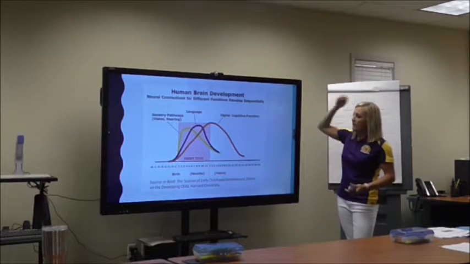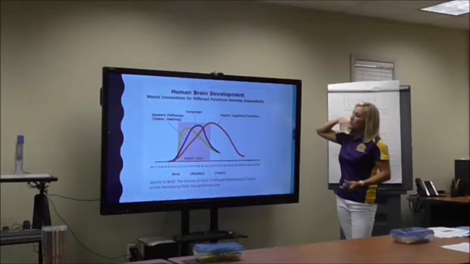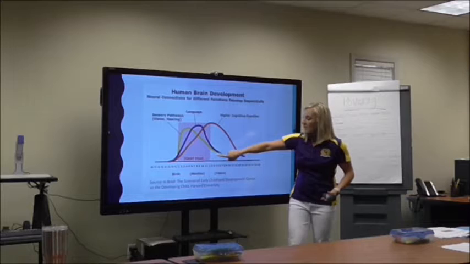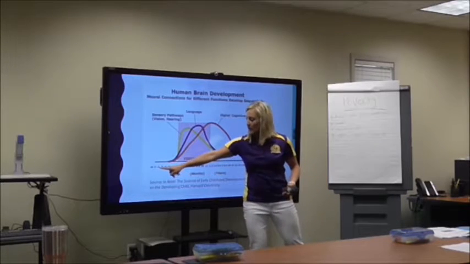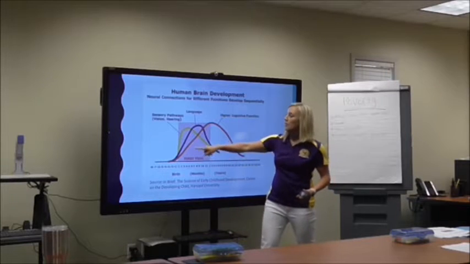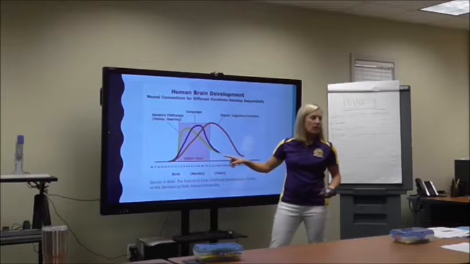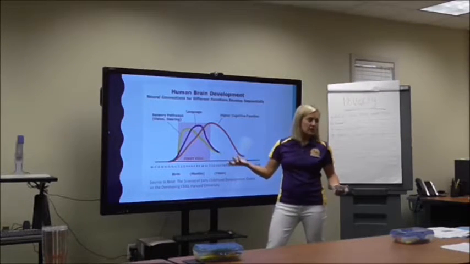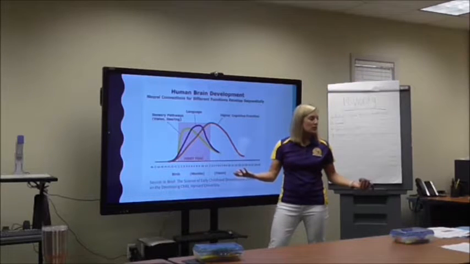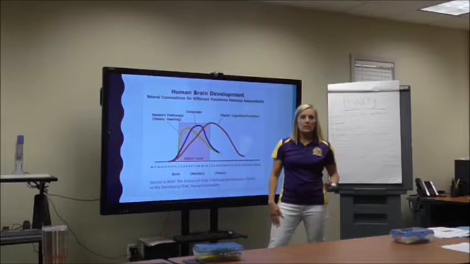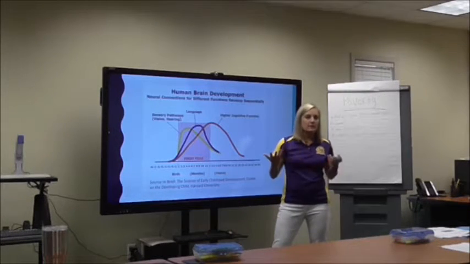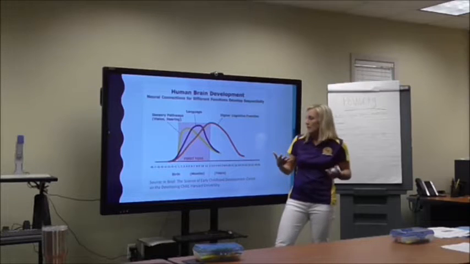So this is a graph that talks about human brain development. And you can see right here is the first year of life. And then we have actually in utero. So the sensory pathways, this is vision and hearing. Language is huge, and that's something we see all the time here in our district: well, they're not talking. They have never been talked to. Well, is that truly a speech issue? Maybe, but it's because they have never been talked to. They don't know how to even speak.